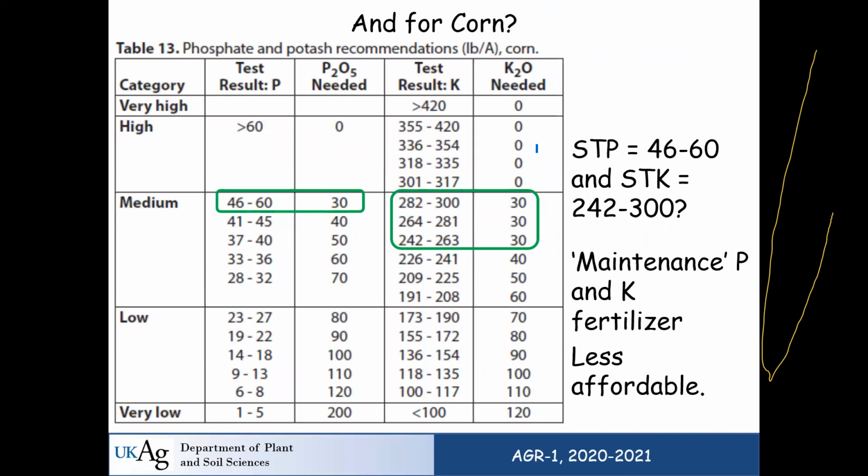This one here is for corn. It shows it was broken out differently, but effectively all of these go together, 242 to 300. They're all at the same rate, and then they're all maintenance. Same way over here. Corn is a little more sensitive to phosphorus deficiency, so it doesn't go down to 41. For this number, it starts up here at 46, so we apply more P2O5 for these 5 units of soil test than we would if it was soybean.